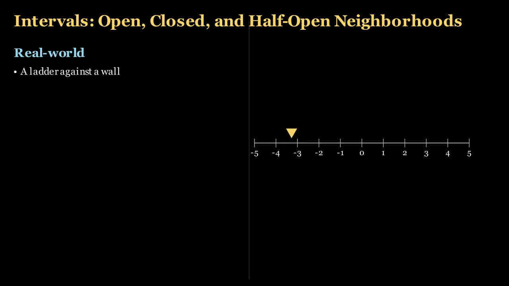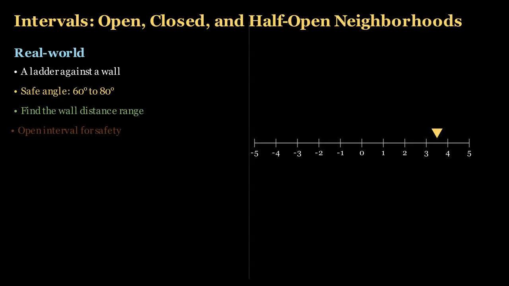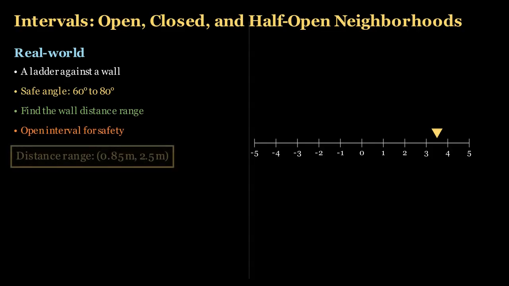But safety rules say the angle must be strictly between, not exactly at, 60 or 80 degrees. So the distance must be strictly between 0.85 and 2.5 meters. That's an open interval, (0.85, 2.5). The endpoints are excluded because they represent the exact danger angles. The same method solves any range problem. Find the function, plug in the bounds, and decide if the ends count.